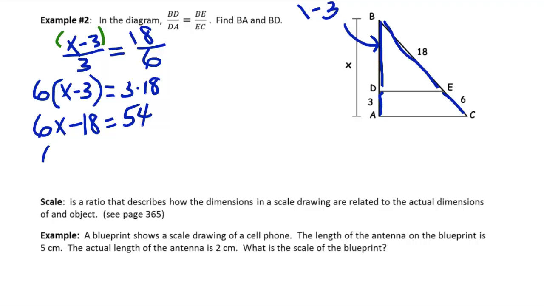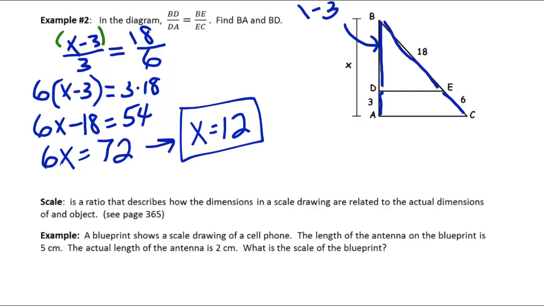So now when I add 18 to the other side, I'm going to get 6X equals 72. And so my X equals 12. Now, what are we looking for? Here's what we needed to find, BA and BD. So BA is X. And if you look at that, that's the whole thing from B to A, and that was my X value. So BA is 12.